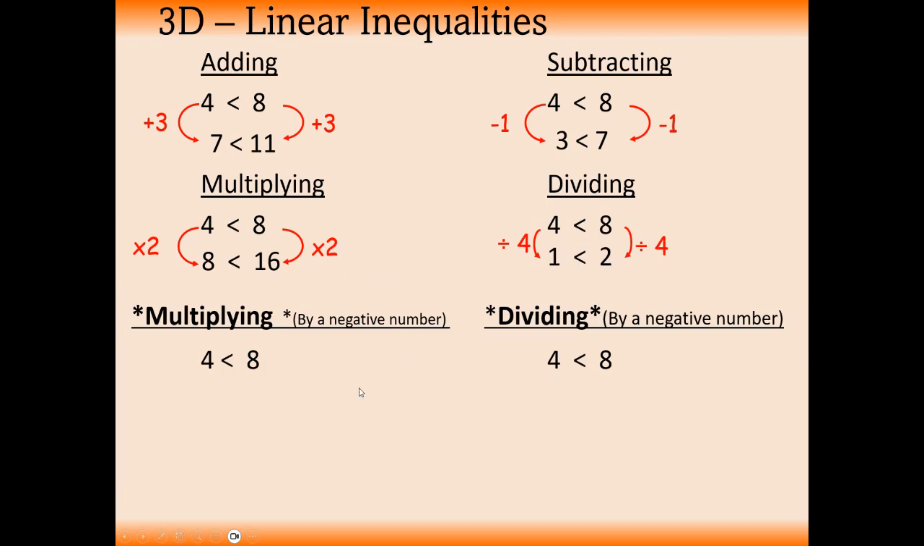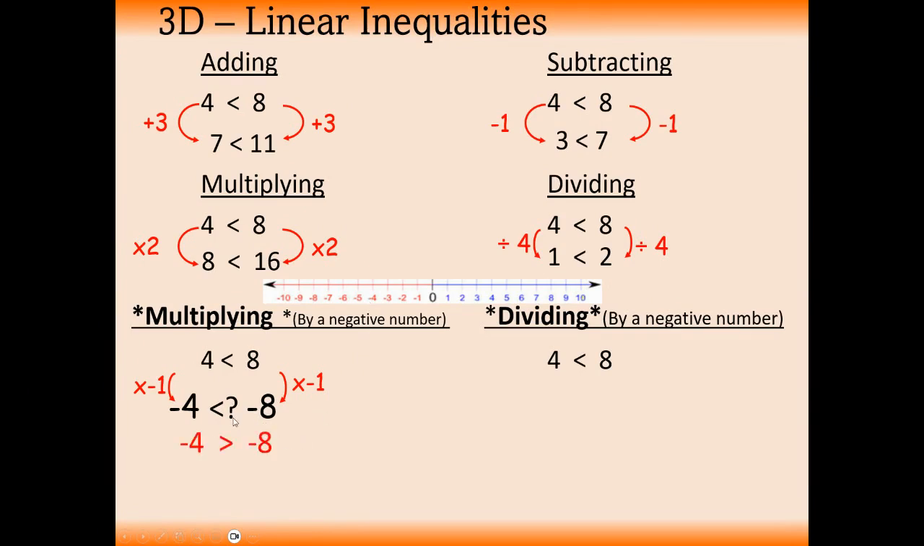But what if I multiply by a negative number? Let's say I have minus 4 on the left and minus 8 on the right. Can I say minus 4 is less than minus 8? Think about the number line. Minus 4 is bigger than minus 8. So that's why I put the question mark there. That inequality sign needs to be flipped. So we are taking that and we are flipping it when we divide or multiply by a negative number.